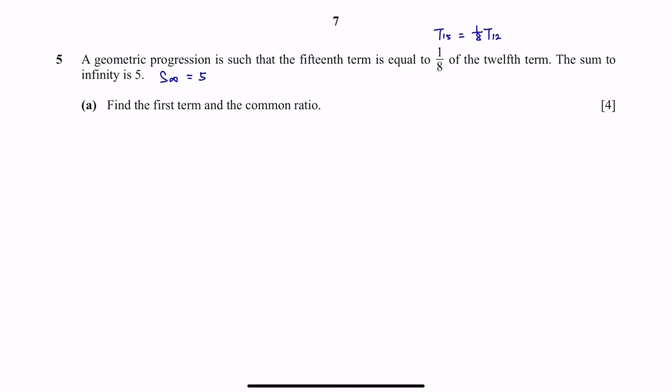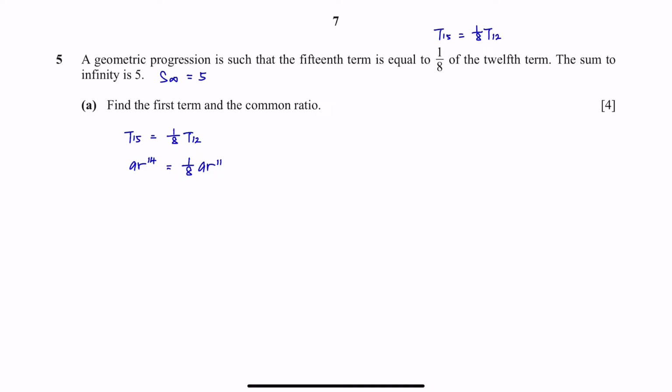So first we can use the fact that T15 is equal to 1 over 8 T12. So T15 would be ar to the power of 14. And this is equal to 1/8 of ar to the power of 11.